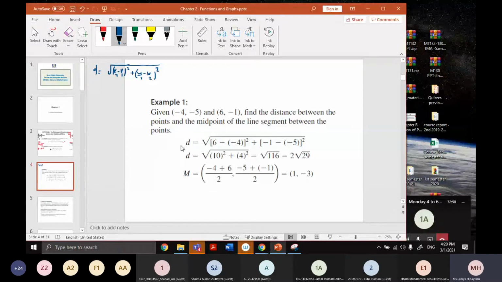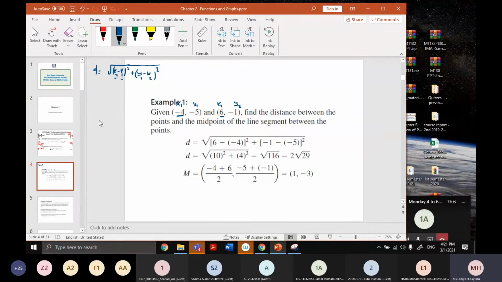Okay, which one is x1 and which one is x2? x1, y1, which one is x2, y2? There is no difference. Take any one, okay? So if I call this one, for instance, x1, so I have to call this one y1. If I call this one x2, then definitely this is the y2 of it. And then you can start working.